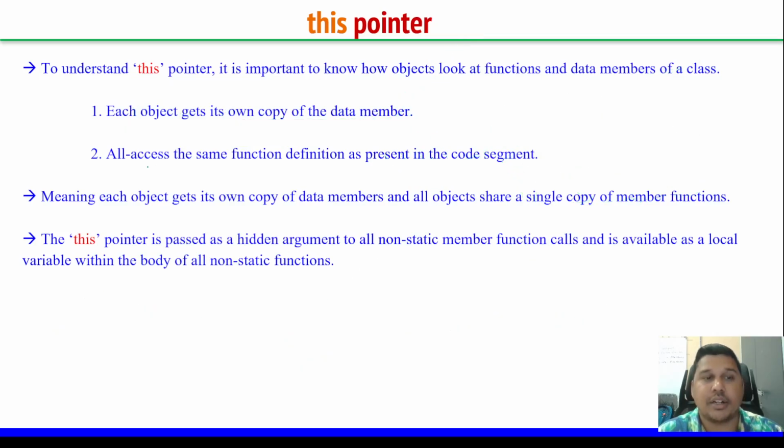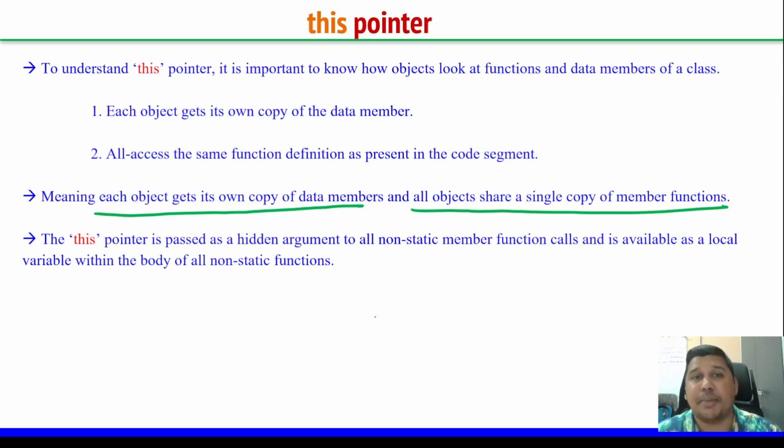Second point: all objects access the same function definition present in the code segment. If there is a function in the class, all the objects will access the same function definition. They cannot access other definitions. So these are two important points: each object gets its own copy of data members, and all objects share a single copy of a member function. Variables are separate, but the function remains the same.